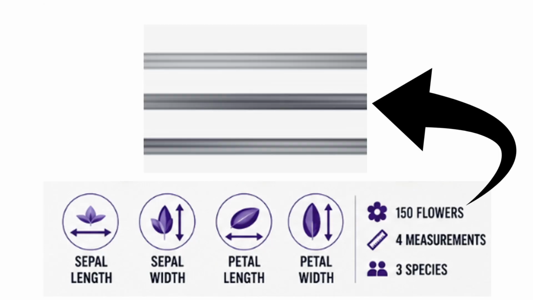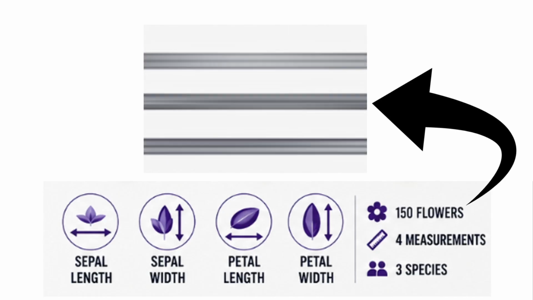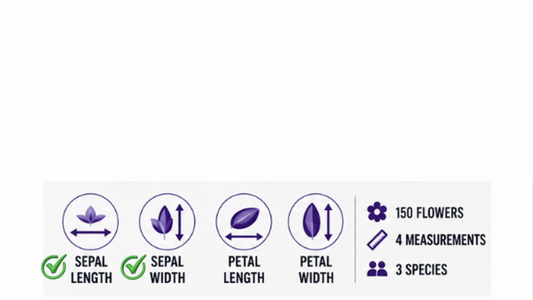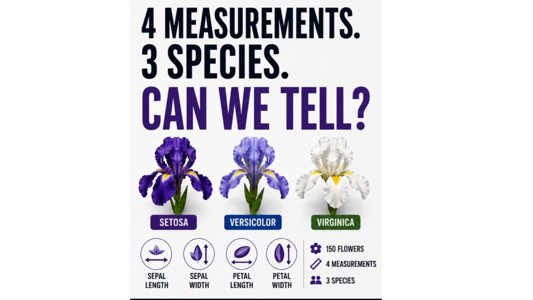Imagine you're handed 150 flowers. For every flower, you have just 4 measurements: sepal length, sepal width, petal length, and petal width. And you're told that these flowers belong to 3 different species. The question is simple: can we use those 4 measurements to identify which species a flower belongs to?